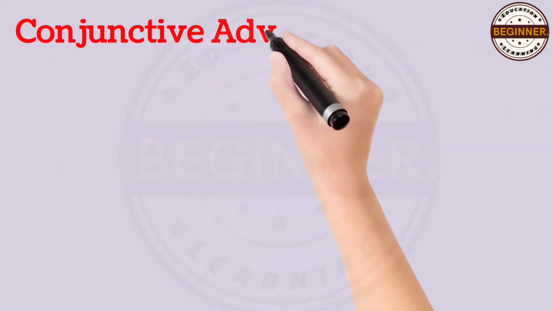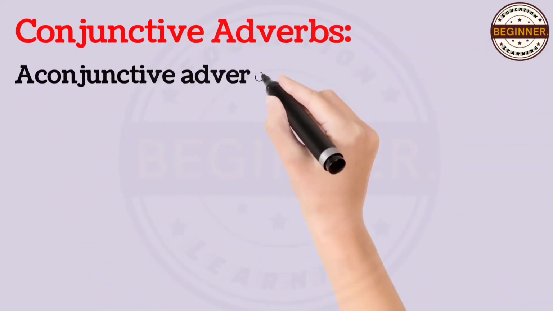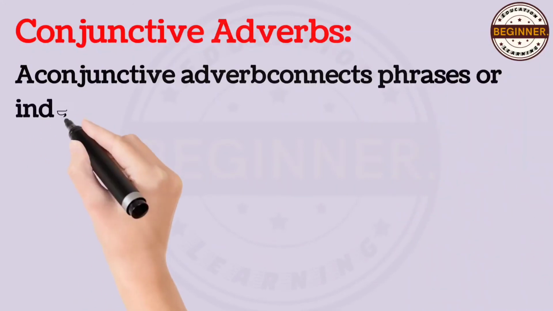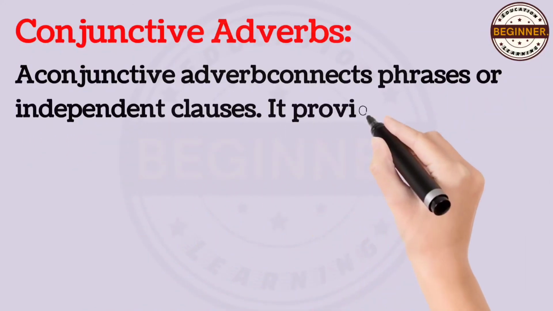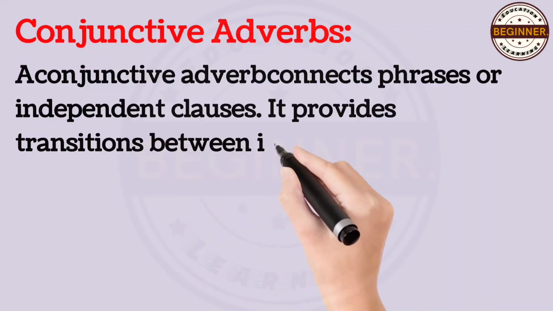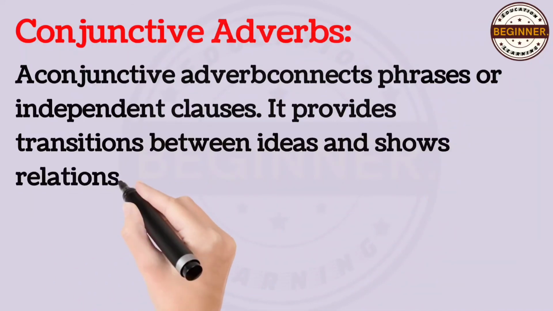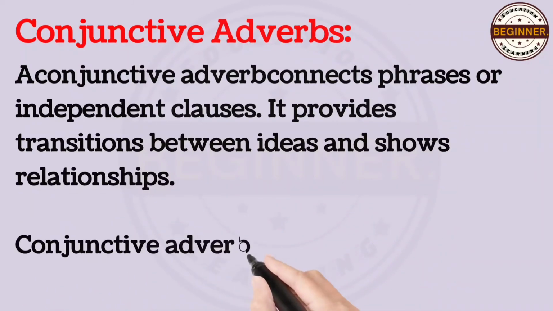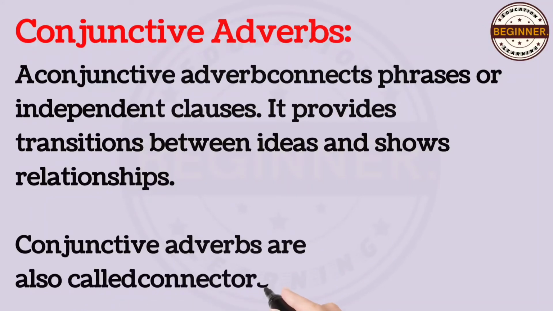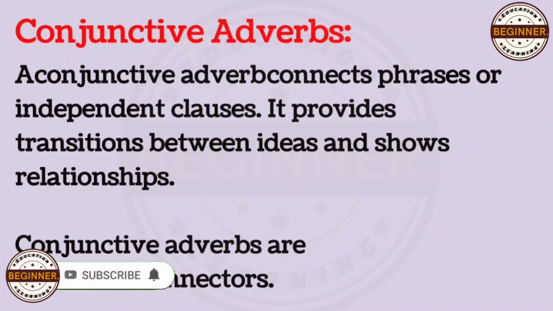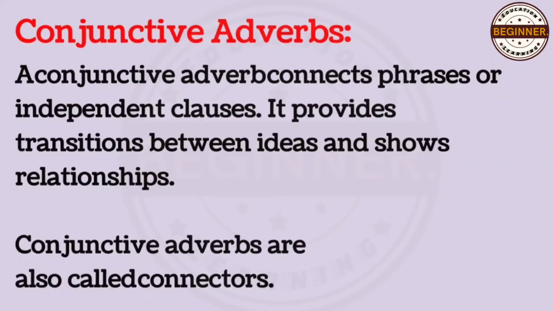Conjunctive adverbs. A conjunctive adverb connects phrases or independent clauses. It provides transition between ideas and shows relationship. Conjunctive adverbs are also called connectors. Example number 1, it rained last night. Nonetheless, the final match has not been cancelled. Example number 2, we are still confused. However, if the umpire will come.